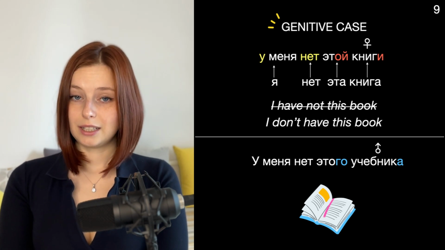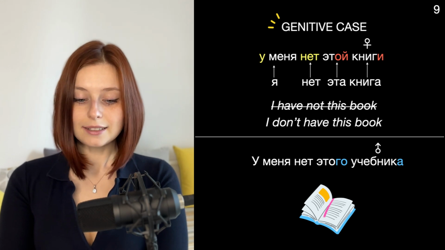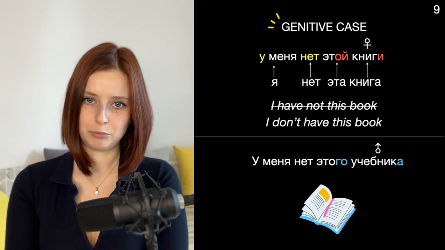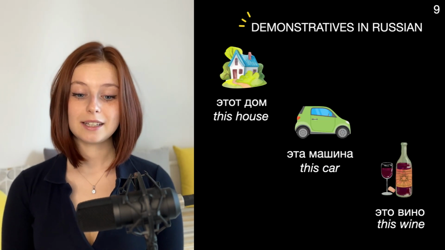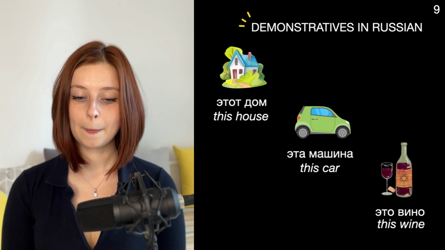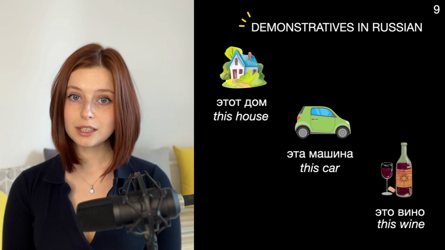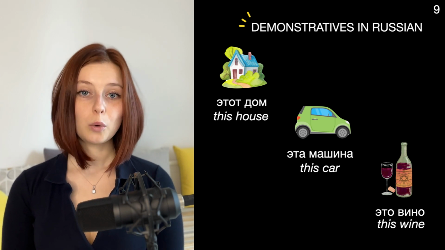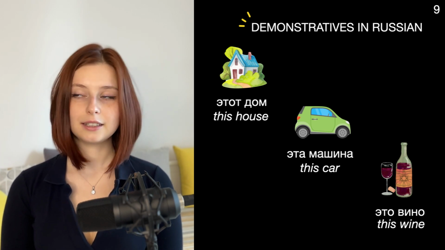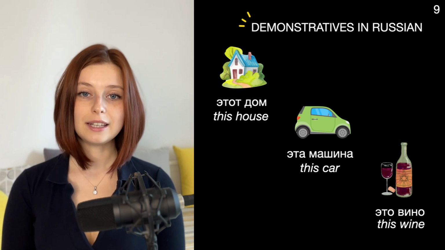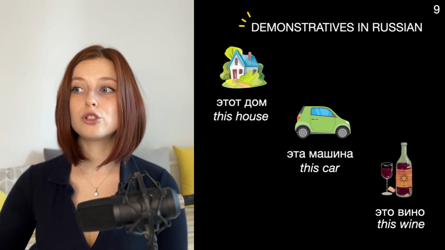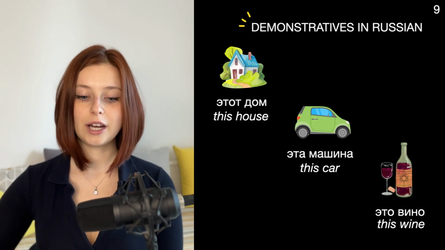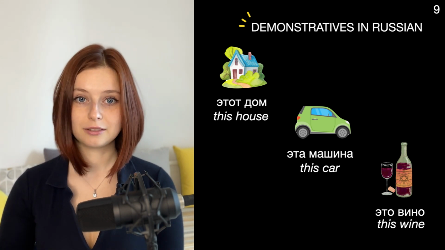So basically, if we translate it literally, it's "at me there is no this book", but I don't have this book, really. Now let's take a masculine noun as an example. Учебник, textbook. How would you say I don't have this textbook? У меня нет, it doesn't change. У меня нет этого учебника. Since gender changed, now we have to change этого.